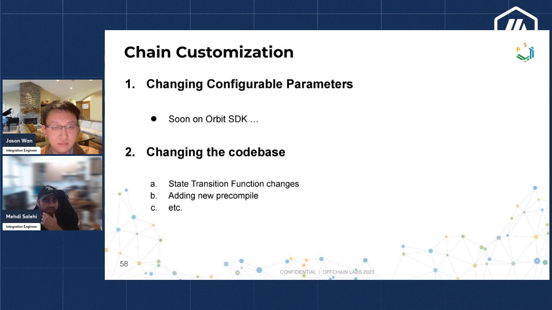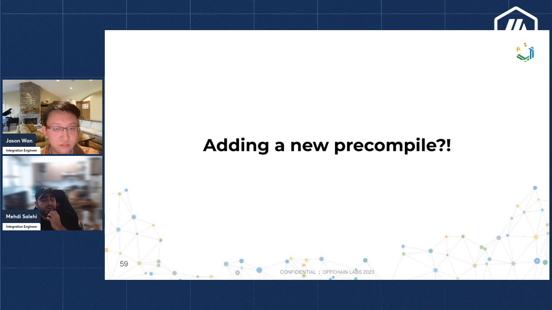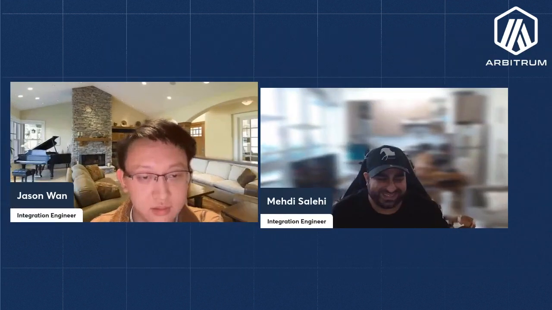But other than that, you can change the code base. You can do lots of things, like changing the logic of the protocol, changing the state transition function, or adding a new precompile, doing something that you need specifically for your chain and want to have as a precompile. As an example, we have adding a new precompile, which my colleague Jason will explain to you. Jason, the mic is yours.